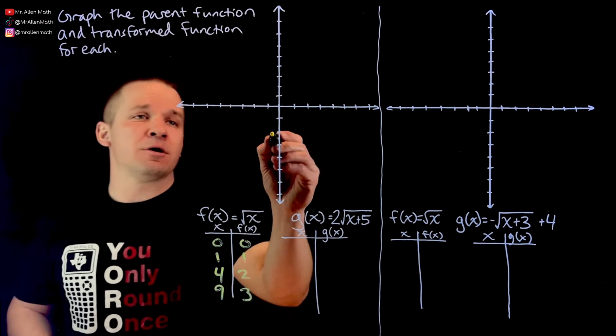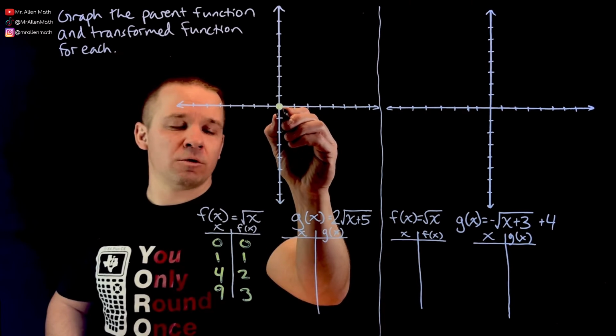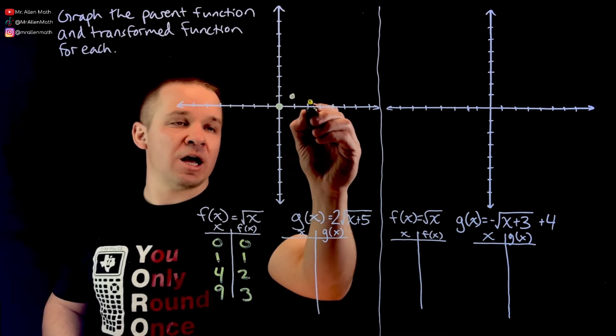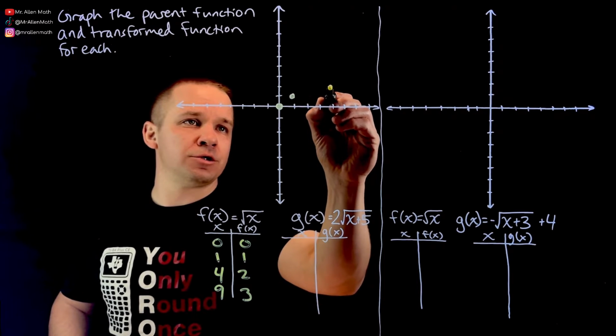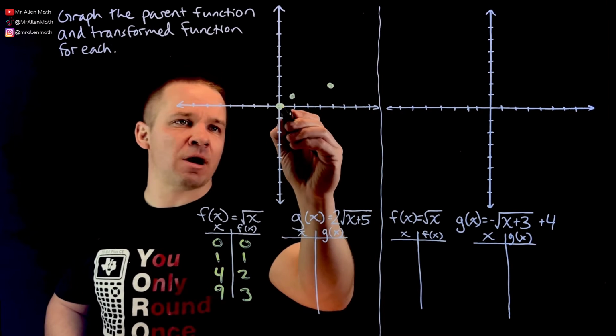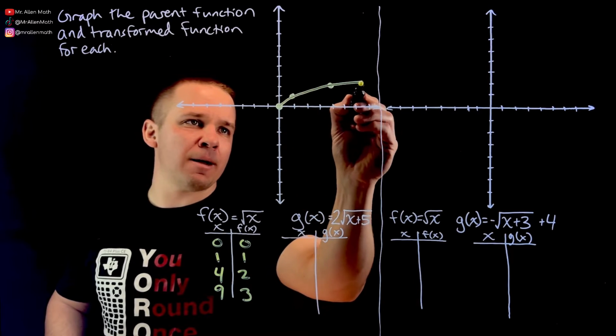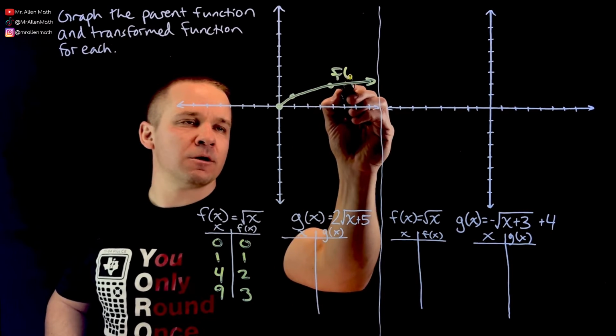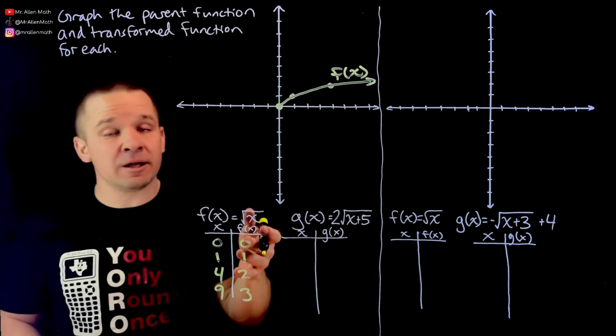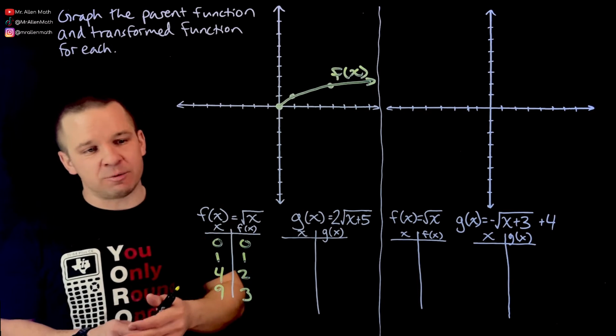So let's plot those. We got 0, 0. We've got 1, 1. I've got 4, 2. And then 9 is going to go off. So this is my f of x. A lot of times we'll also ask you to label it on the graph, okay? So that's what we did there.